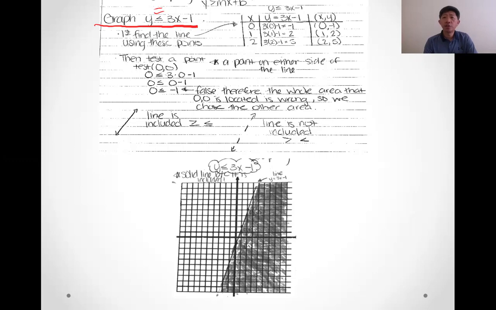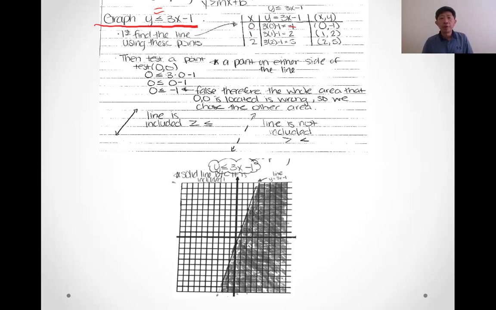I will start with 0. 0 is always my favorite number to start with, okay? So I put a 0 there, right? Then if I put 0 for x, how many for y? y equals 3x minus 1, right? So therefore, we have 3 times 0 minus 1. So therefore, I got -1. So I have a coordinate, which is 0 and -1, okay? So I got one point.